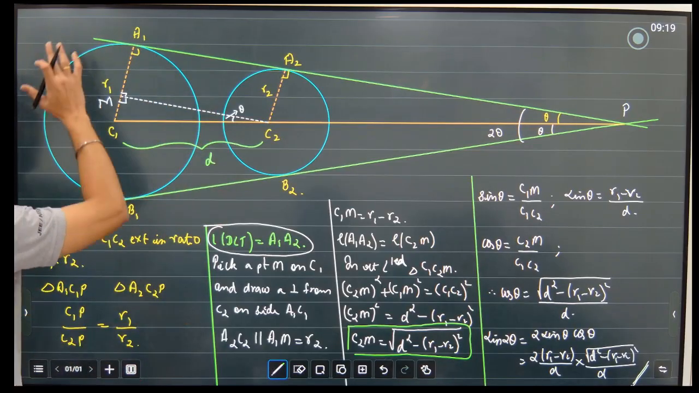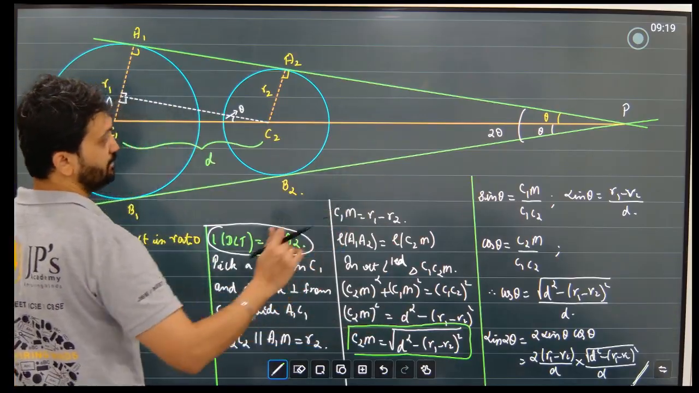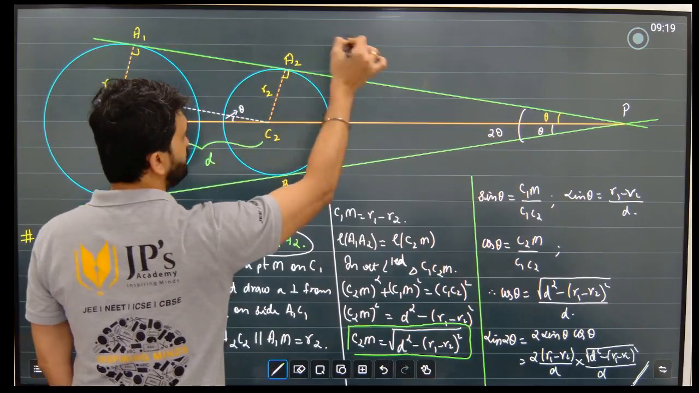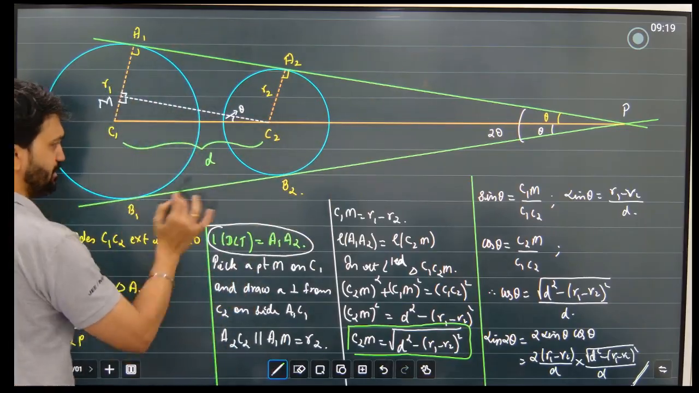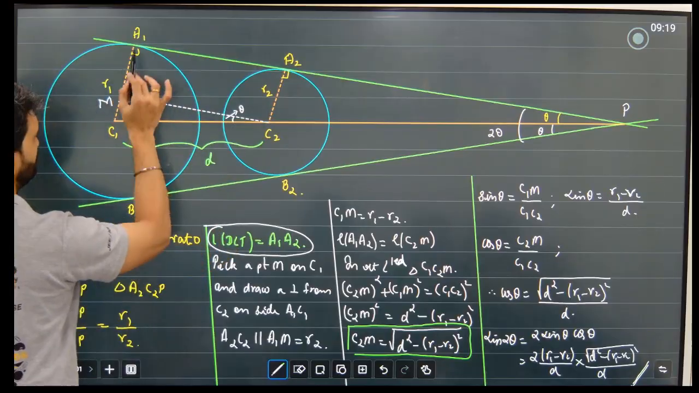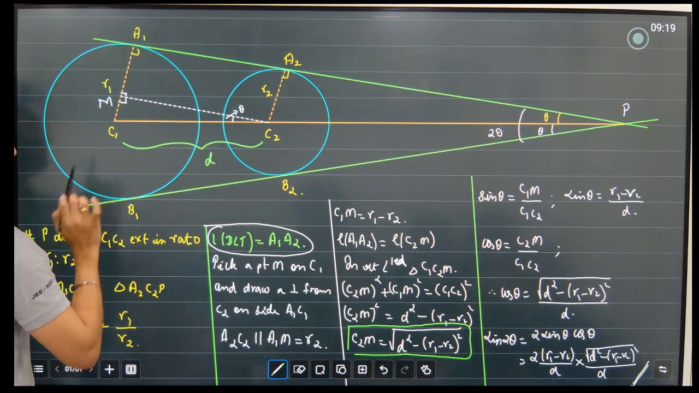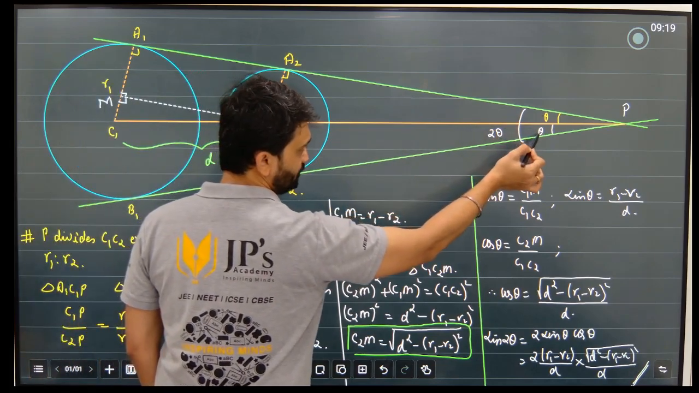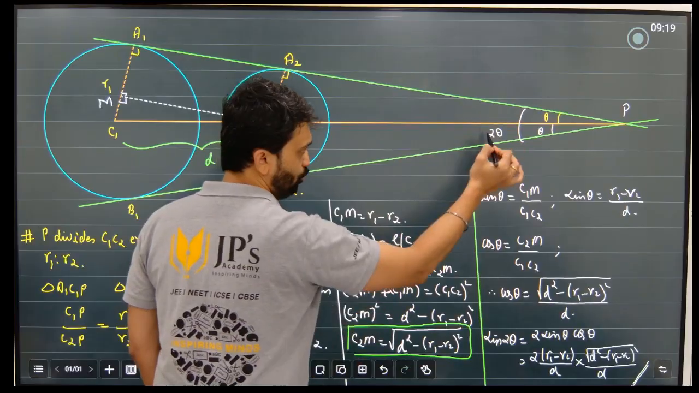This is your entire explanation, where I'll just rush through it. A1, A2 are where the tangent is touching. You can take this side also, B1, B2. This is R2 and R1. What I have done is, when I saw the triangle, I know that one theta is formed for the first triangle and theta for the second triangle, so the total is 2 theta.